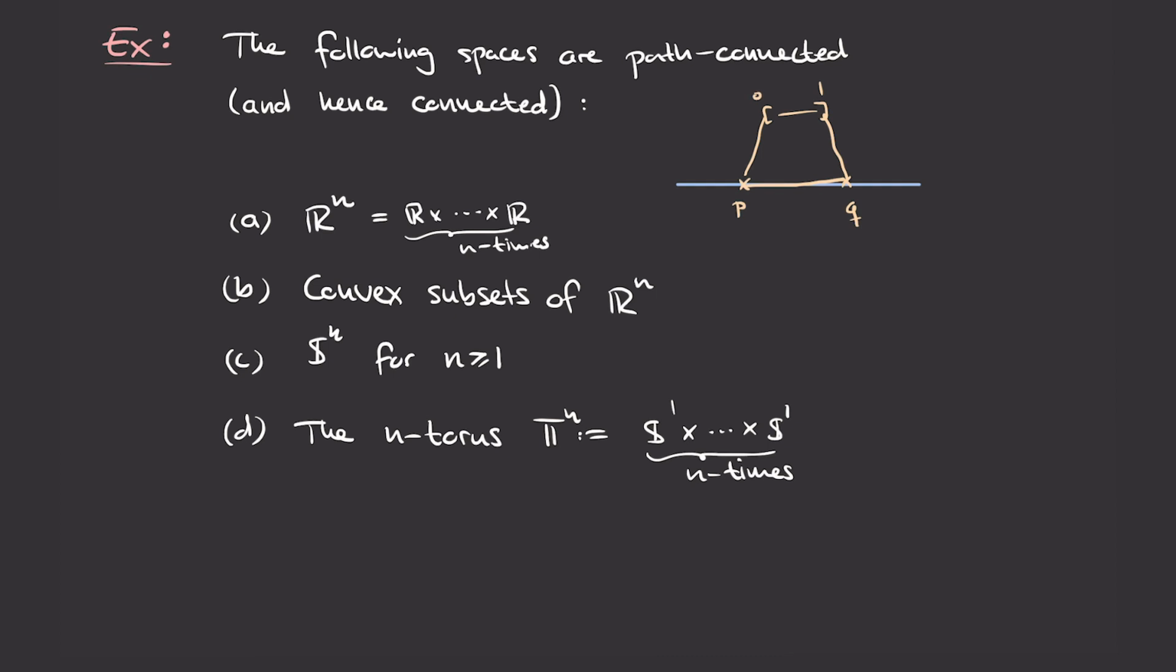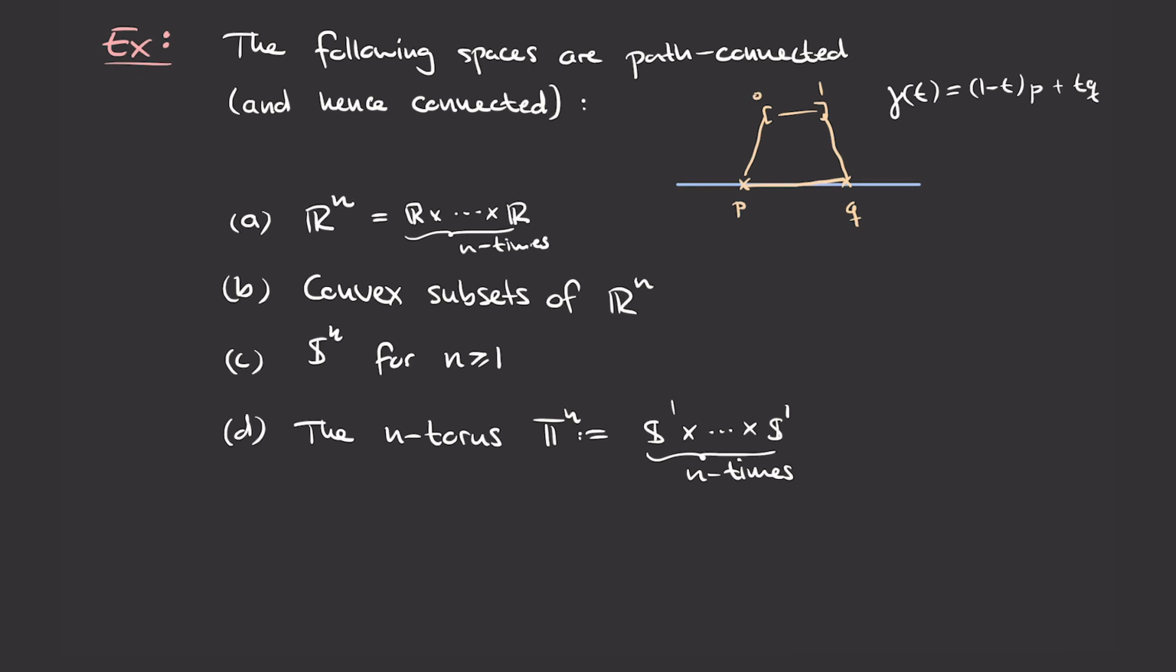So if we had to write this out, we would have a function gamma of T, which is equal to, well, on the one hand, we want it to be equal to P when it's 0, so we'll put 1 minus T times P here, and then we'll add T times Q here, so that it's Q when T is equal to 1, and then all the points in between will be covered.